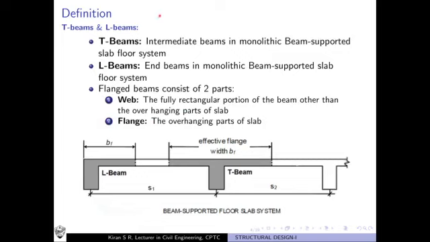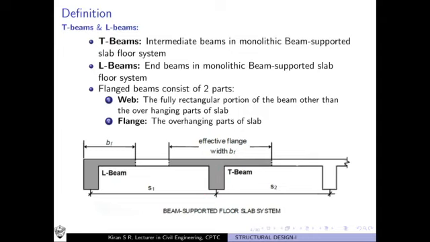Now, what are the different types of flanged beams? So as you see in this figure, we have a typical slab floor system supported by beams. So you have series of beams, on top of it you have a slab, and the end beam along with the portion of a slab on top of it will behave as a single entity, and this is a typical flanged beam. And here again you see there is a beam and some portion of the slab associated with it also behave as a single entity, and they also behave as a flanged beam.